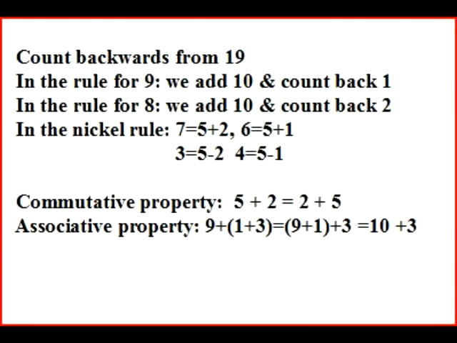We have used the commutative properties: 5 plus 2 is the same as 2 plus 5, and the associative properties: 9 plus 1 plus 3 can be seen as 9 plus 4 or 10 plus 3.